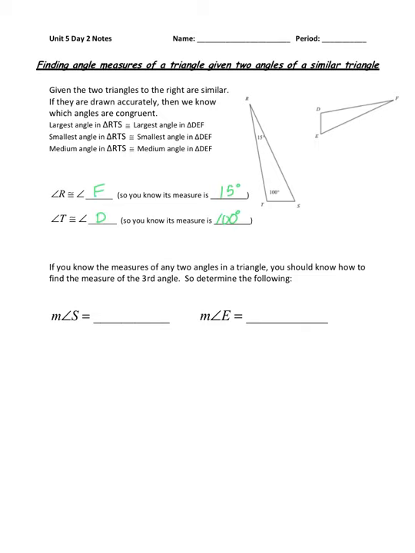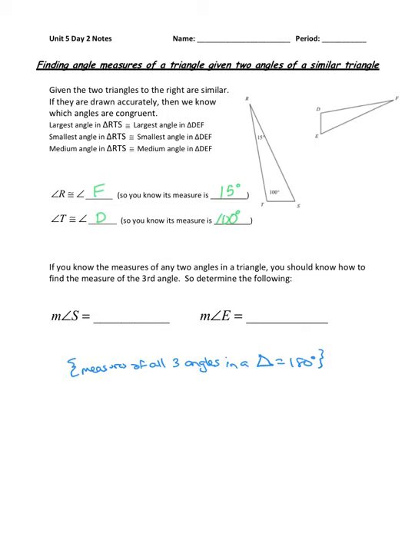Okay. If I know the measures of any two angles in a triangle, I know how to find the measure of the third angle, right? We talked about this. I'm going to do my little brackets here. Measure of all three angles in a triangle equals 180 degrees. That's something you can hold on to. Use this. So if I know the measure of all the angles in the triangle add up to 180 degrees, I can easily find the missing angle.